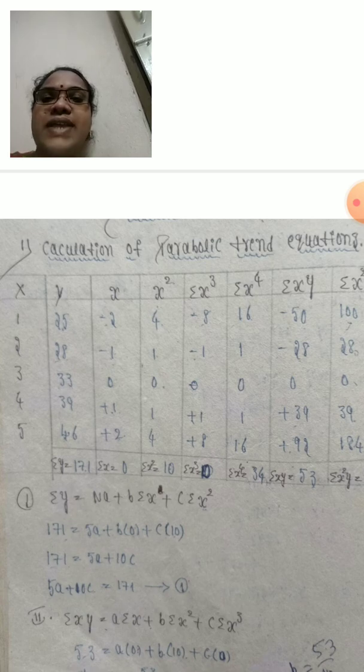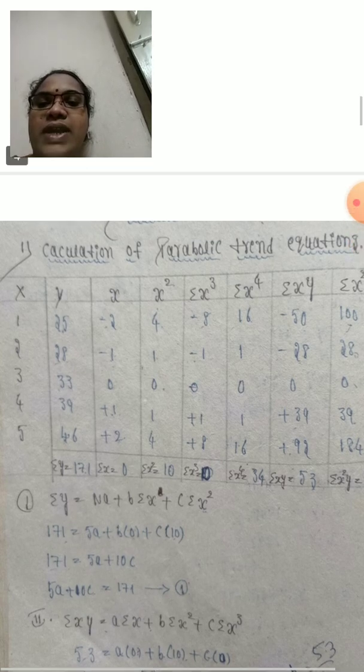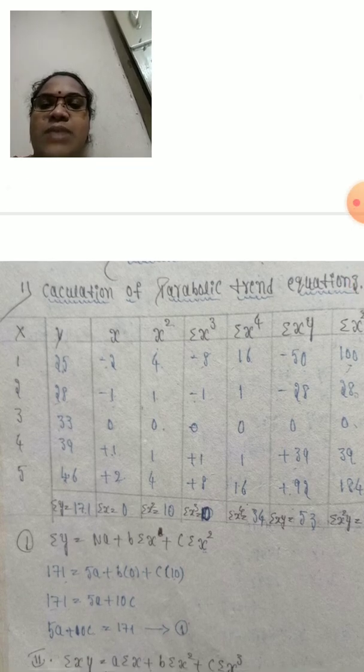Now x into x, x square. 2 twos are 4, 1 one is 1, 0 into 0 is 0, 1 one is 1, 2 twos are 4. The total of sigma y is 171. The total of sigma x is 0. Sigma x square is 10.